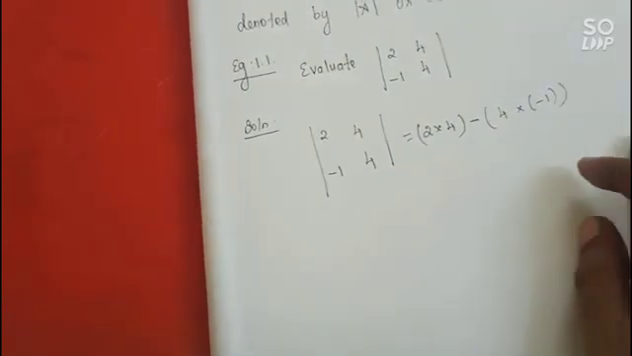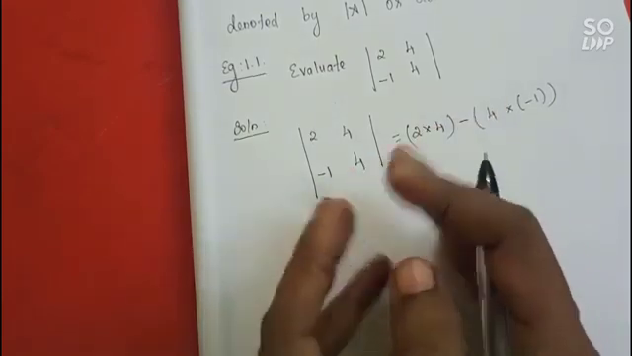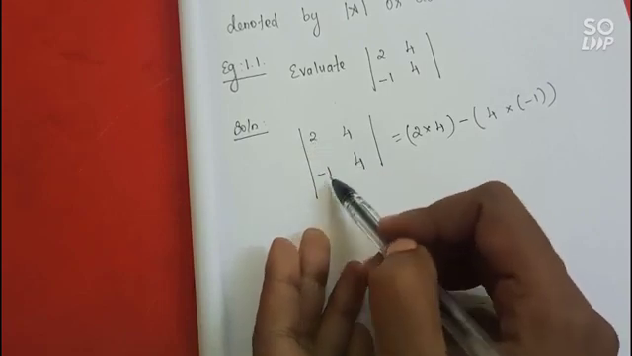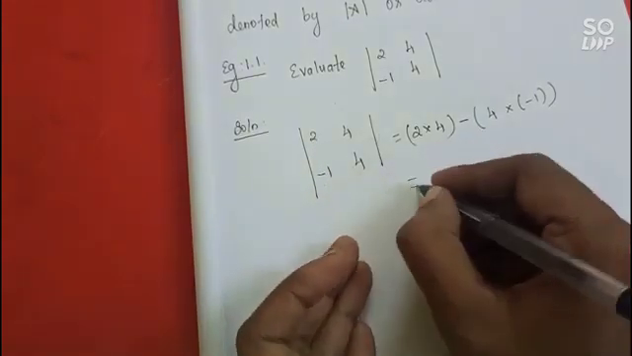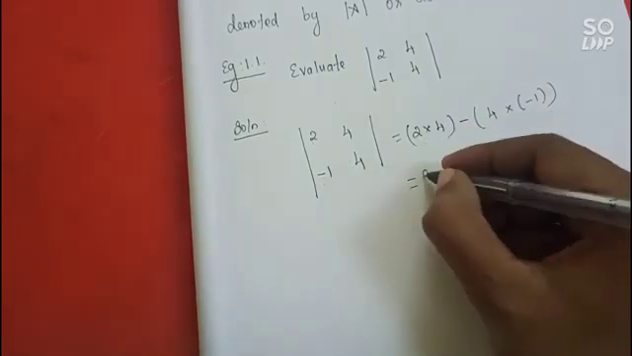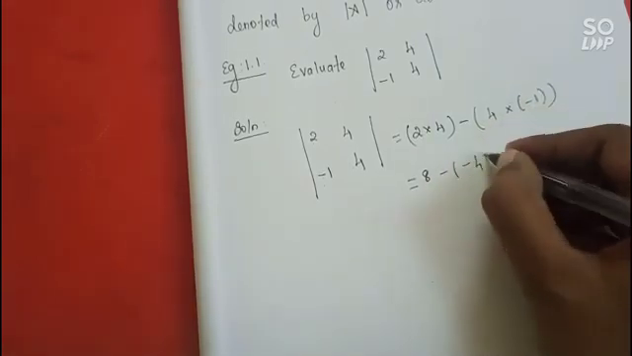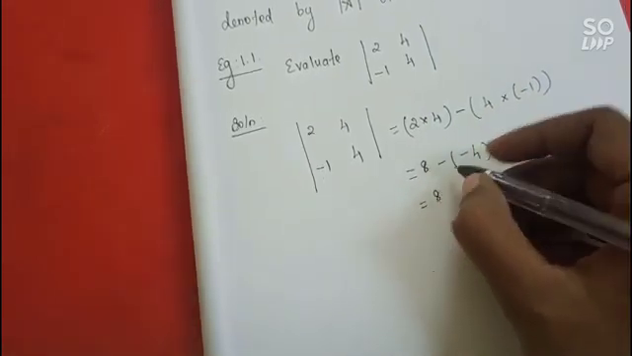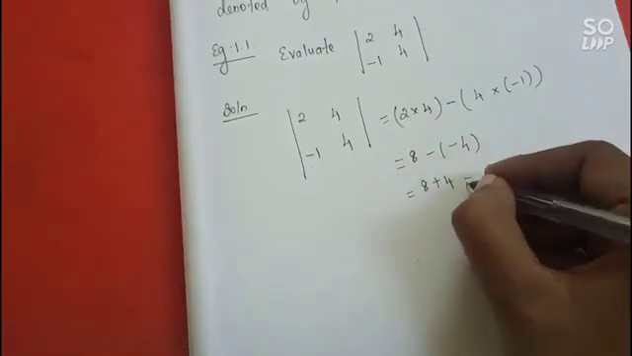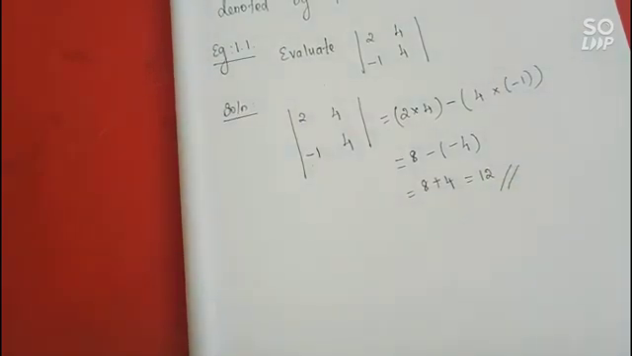Understand? For 2 by 2 you will find it very easily, but a 3 by 3 matrix will be difficult. So how will you find it for 2 cross 2? This one minus this one. In the product you put the same plus symbol; here it is minus. So 2 into 4 is 8, minus 4 into minus 1 is minus 4. That is minus into minus, plus. So 8 plus 4. What's the value? 12 is the determinant value for this answer.